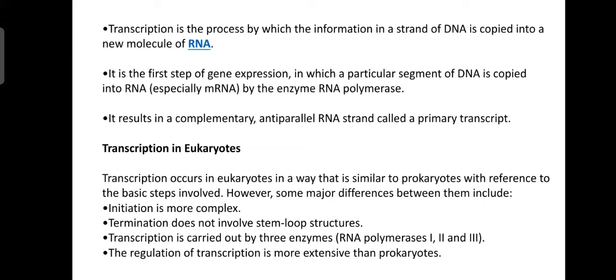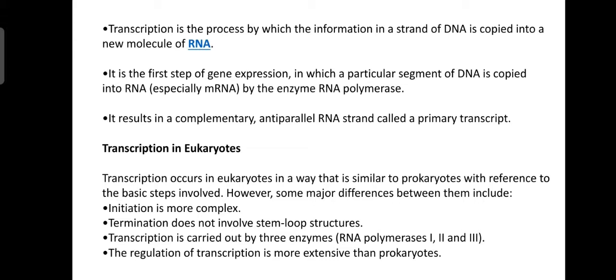In eukaryotes, the process is similar to that of prokaryotes, but there are some major differences between eukaryotic transcription and prokaryotic transcription. Eukaryotes are more complex than prokaryotes. So the initiation step of the transcription process is usually more complex than in prokaryotes. Then the termination phase of transcription also does not involve stem loop structures.